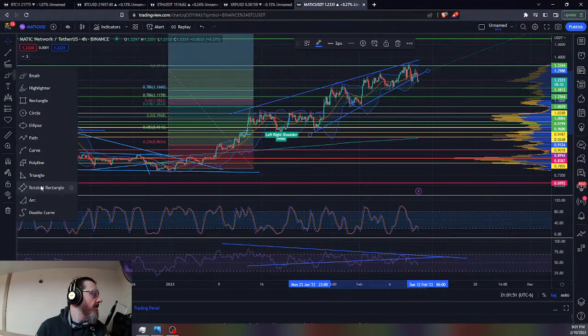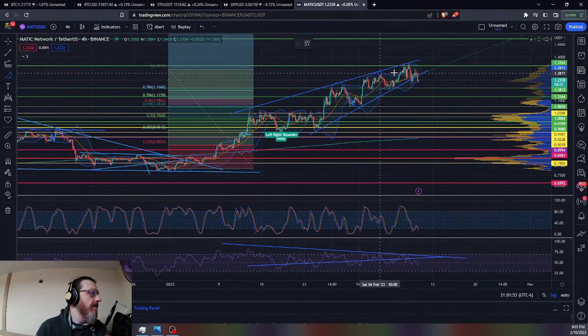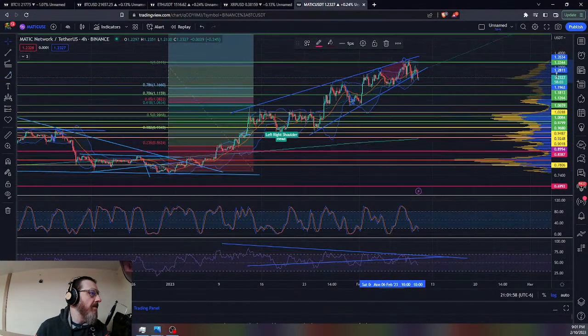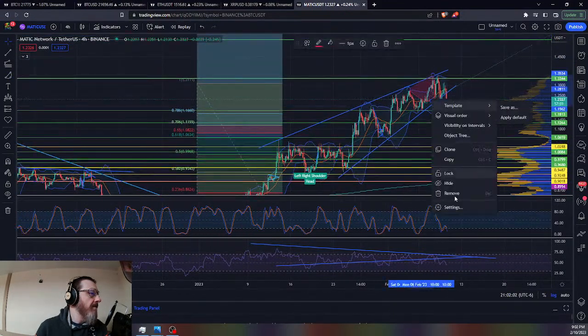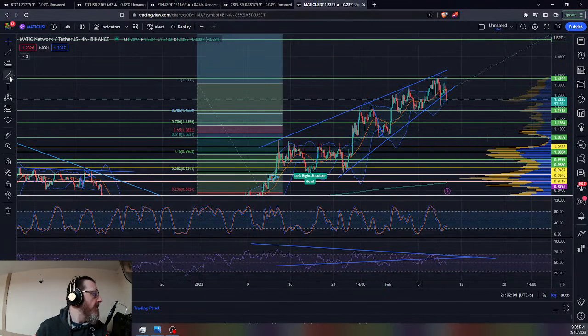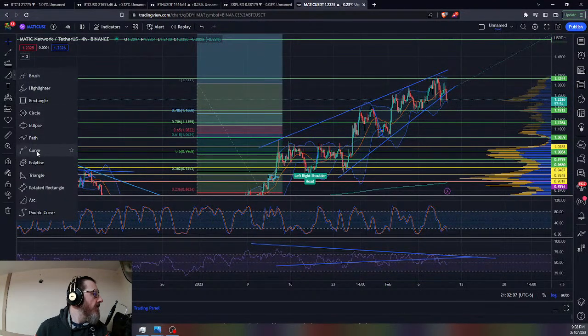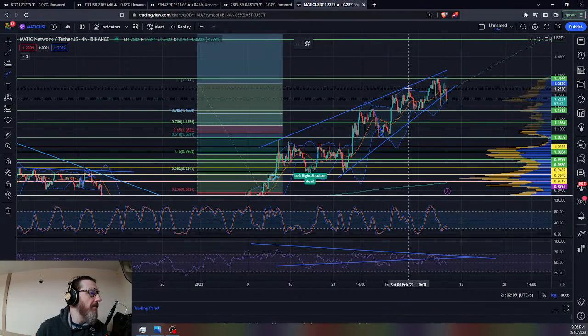And if we take a look here, there is a little bit of cup and handle action there. Let me get rid of that one. We'll use a different one here. We'll use this curve.